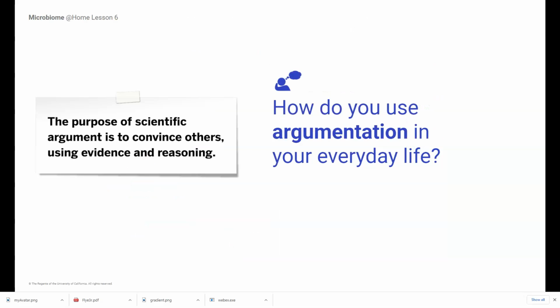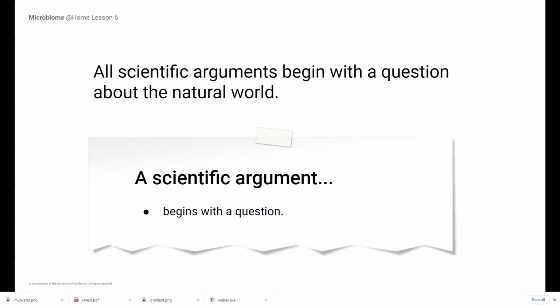But what is a scientific argument? Well, what is a regular argument? That's when you have a disagreement, right? Well, for a scientific argument, you're kind of just making your point and you're supporting it with evidence. So we're going to go over what a scientific argument is. We're not going to write it down yet.